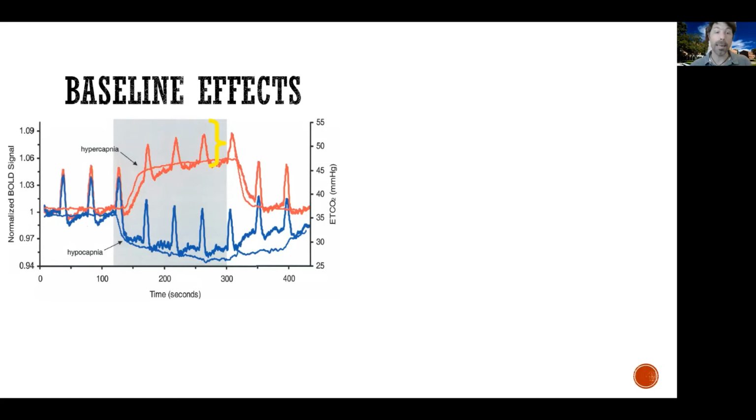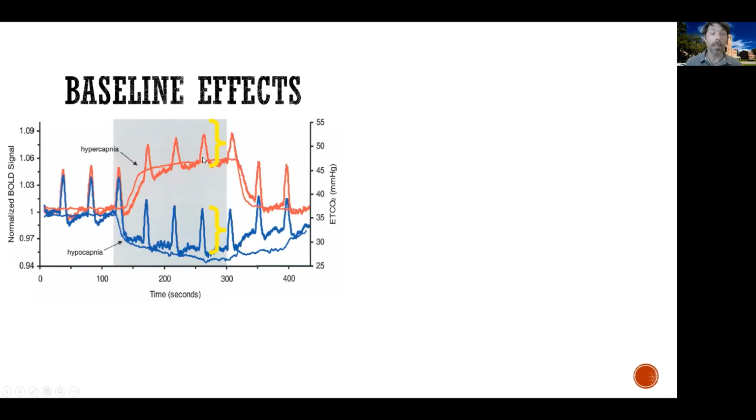And if you look at this graph, you will appreciate that the magnitude of the off versus on at baseline, these two traces, is smaller than the magnitude that you get in hypocapnia. Whereas in hypercapnia, the magnitude of the response decreases.